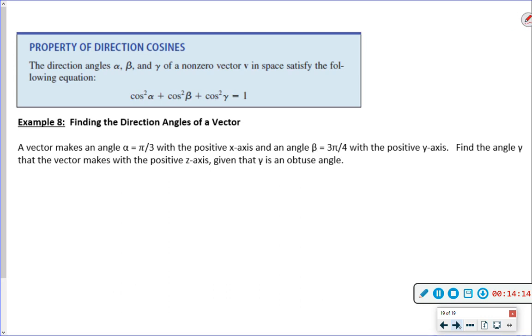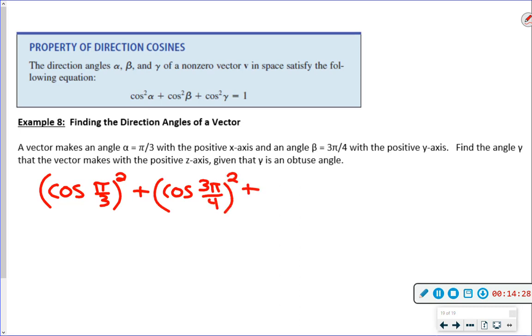So I'm going to have cos squared of our alpha, pi over 3, and then cos squared of 3 pi over 4 for beta. We're trying to figure out gamma, the y, equals 1. Okay, here's where you might need your unit circle, or maybe you know it by now. What's the cos of pi over 3, or 60 degrees?